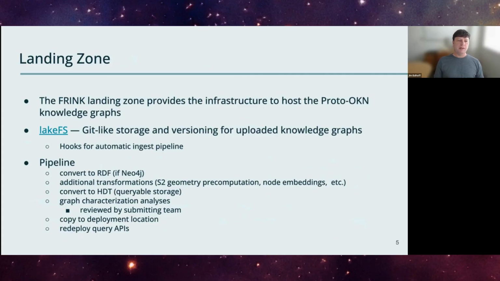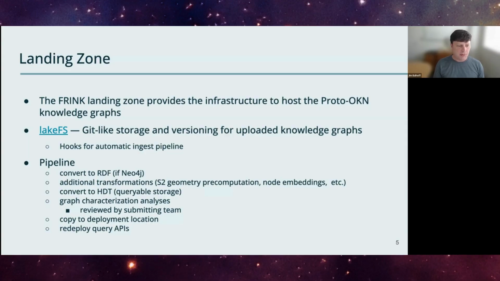FRINK provides something we call the landing zone in order to host the knowledge graphs developed by the OKN Theme 1 groups. This is based on software called LakeFS, which is Git-like storage and versioning for uploaded knowledge graphs. You might be familiar with Git, which is a version control system. We use LakeFS as version control for knowledge graphs. It also provides hooks for executing an ingest pipeline whenever a new version of a graph is uploaded.